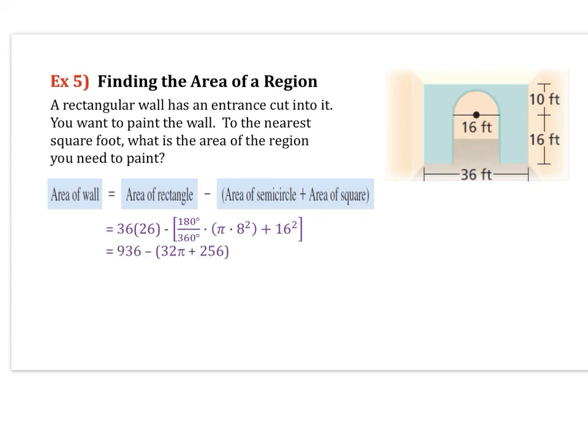So doing our order of operations, we get 936 minus 32 pi plus 256. And that typed into the calculator comes out to be 579.47. So the area you need to paint is about 579 square feet.